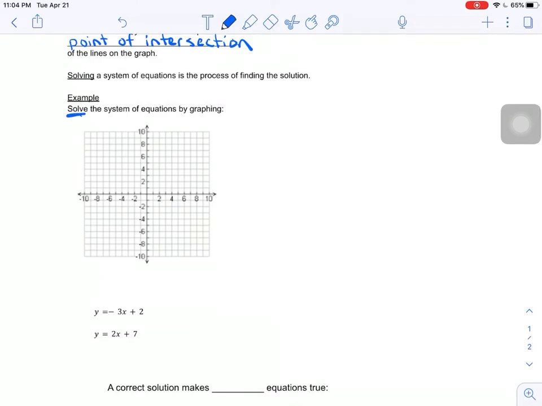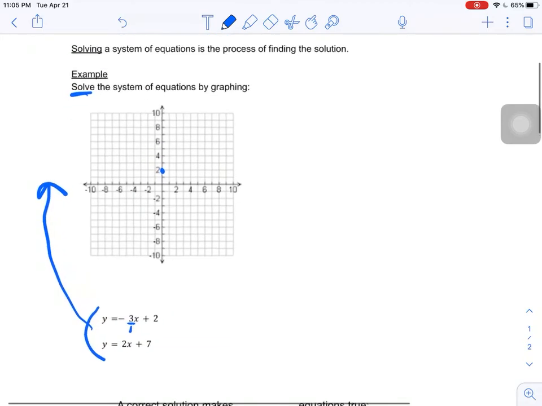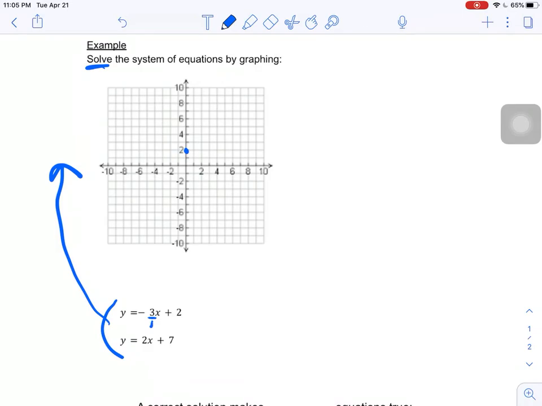This is a problem that says solve the system of equations by graphing. On your notes, your equations are kind of off to the side here. Mine is formatted a little bit differently, but these are our equations. Since the solution to the system of equations is where the lines cross, we need to put both of the lines on the graph so we can see where they cross. Our top equation has a y-intercept of 2 and a slope of -3. Remember, -3 is -3 over 1. So if you're thinking rise and run, that would be telling you to go down 3 and over 1.